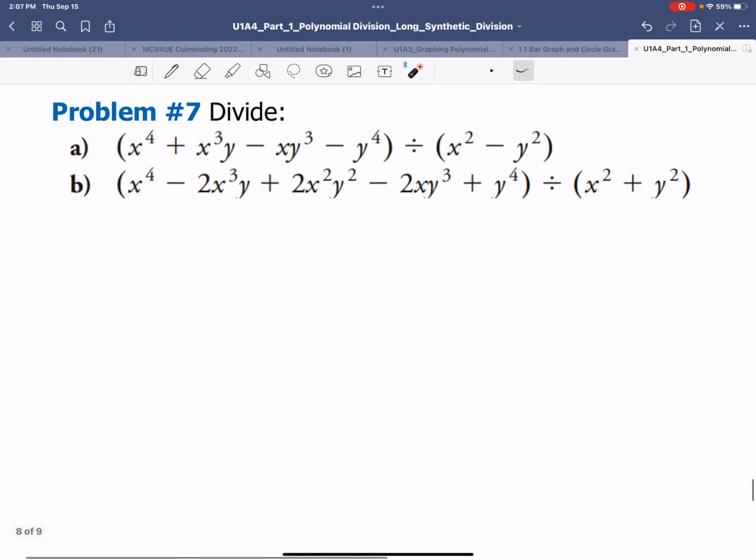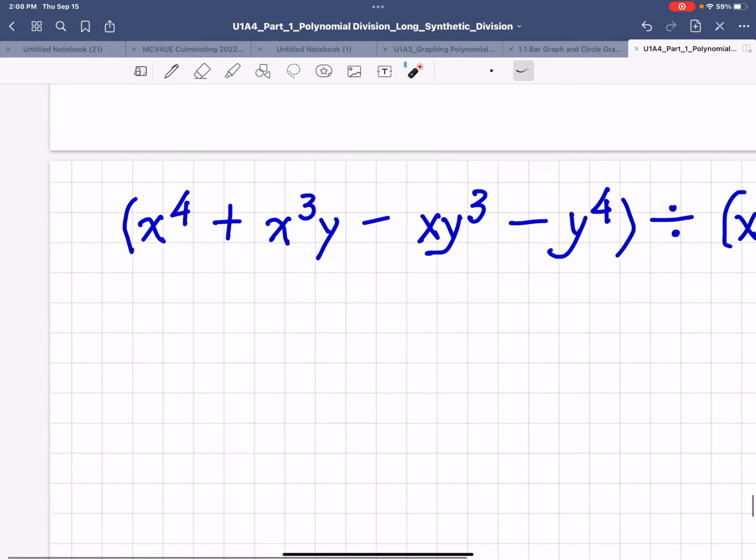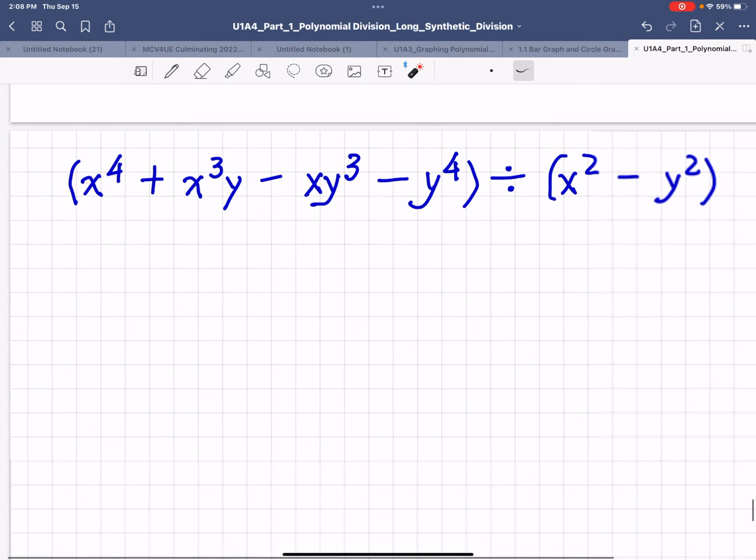So question 7a asks to divide x to the power of 4 plus x cubed y minus xy cubed minus y to the power 4 by the binomial of the form x squared minus y squared. There are two different ways of dividing these two polynomials, and I'm going to try to go over both of them. First, I'm going to start off by writing the polynomial division, so I need a little bit of space here.